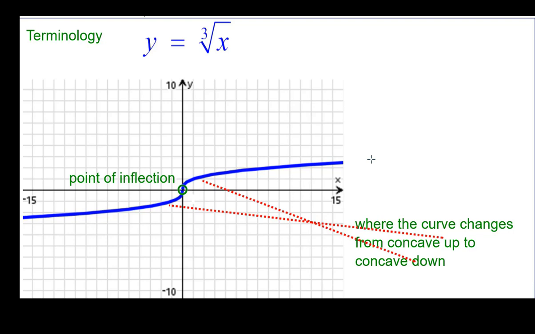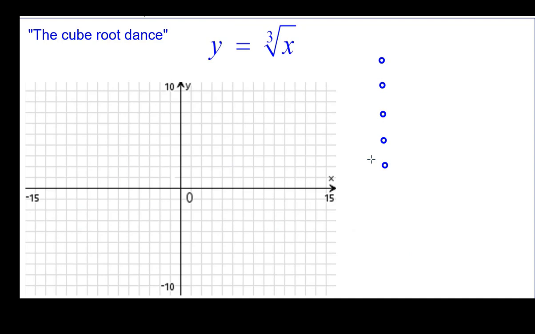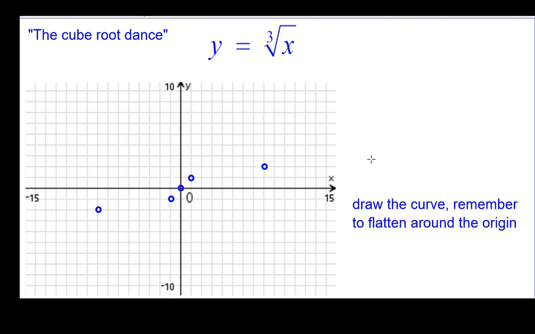All right, so now we're ready to look at the cube root dance. So we'll go with 5 points, starting with the point of inflection. And then our dance will be right 1, up 1, the cube root of 1 is 1. Right 8, up 2, because the cube root of 8 is 2. Left 1, down 1, the cube root of -1 is -1. And left 8, down 2, the cube root of -8 is -2. Again, we'll draw the curve, remembering to flatten it around the origin.